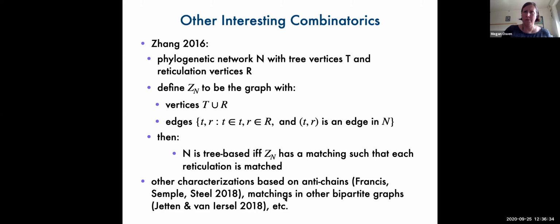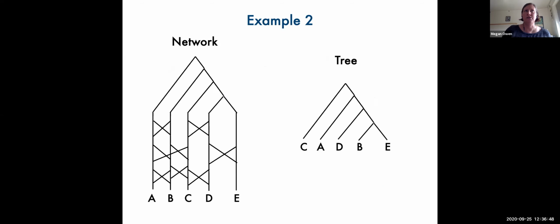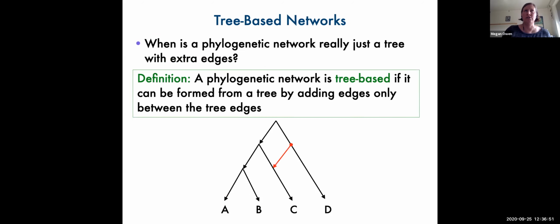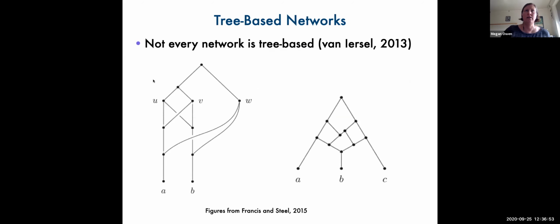Jetten and Van Iersel characterized it using a matching in a different bipartite graph. And then Francis, Semple, and Steele have also given characterizations based on anti-chains. Let me go back to this, because I do have the picture that shows why anti-chains are a thing to look at, which is here. You can see if I have 2 leaves and an anti-chain of 3 nodes here, there's no way I'm going to be able to cover all 3 of those nodes with my tree with only 2 leaves down here. So that's where anti-chains are coming in.